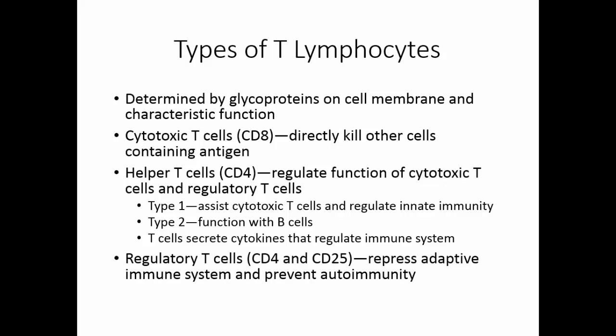The regulatory T cells have CD4 receptors on them and CD25 receptors on them. These are the cells that help repress the adaptive immune system. They're also involved in preventing autoimmunity.